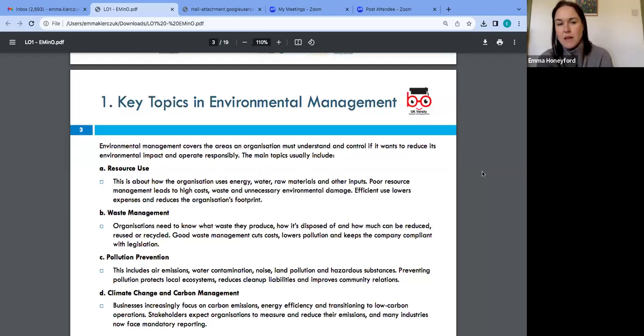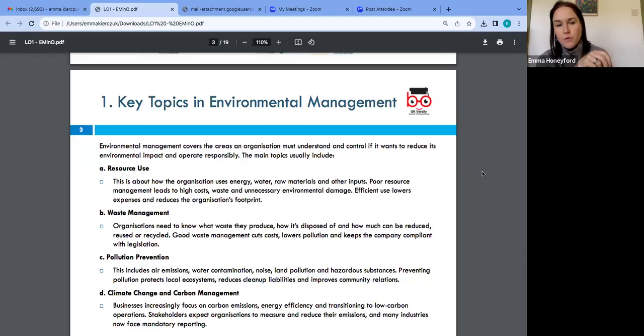Waste management is an area that every organisation will have to deal with, and I think more and more there are external policies in place that have driven organisations to take action on this.